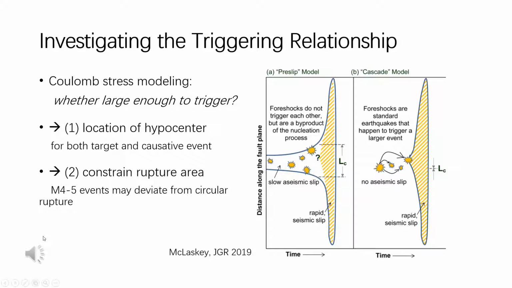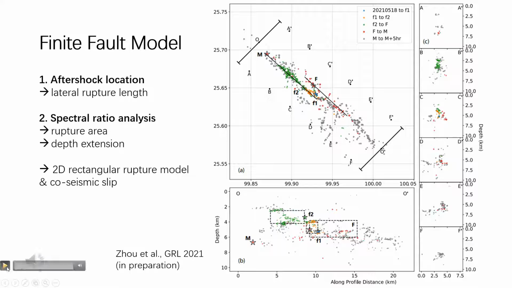To discriminate between the 2 end-member models, we need to know whether Coulomb stress change is large enough to initiate an earthquake. So this requires precise event location and a well-constrained rupture model. Thus, in YangBi, we applied a high-resolution catalog constructed by matched filter to depict the rupture length. We also utilized spectral ratio analysis to estimate the rupture area, which together gives a 2D rectangular rupture model.